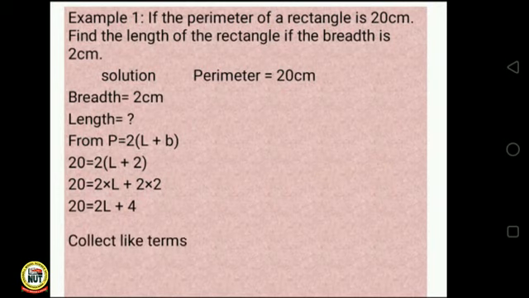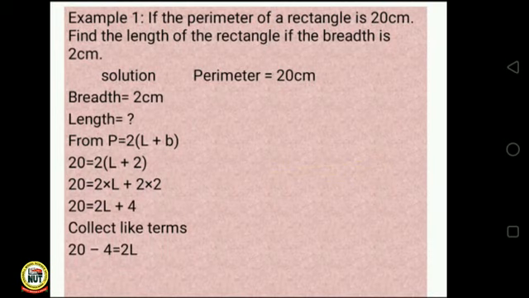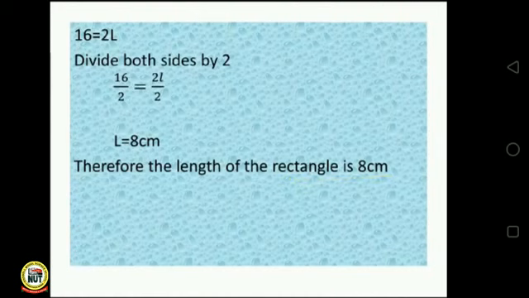So when you collect like terms here, we are going to have 20 minus 4 because the plus sign will cross the equal sign, that is the plus 4. When you cross the equal sign, it changes to minus 4. That's why we have 20 minus 4 equals 2L. Now 20 minus 4 is equal to 16 equals 2L. You now divide both sides by 2 because 2 is together with what we are looking for, which is the length. So when you divide both sides by 2, 2L divided by 2, 16 divided by 2.